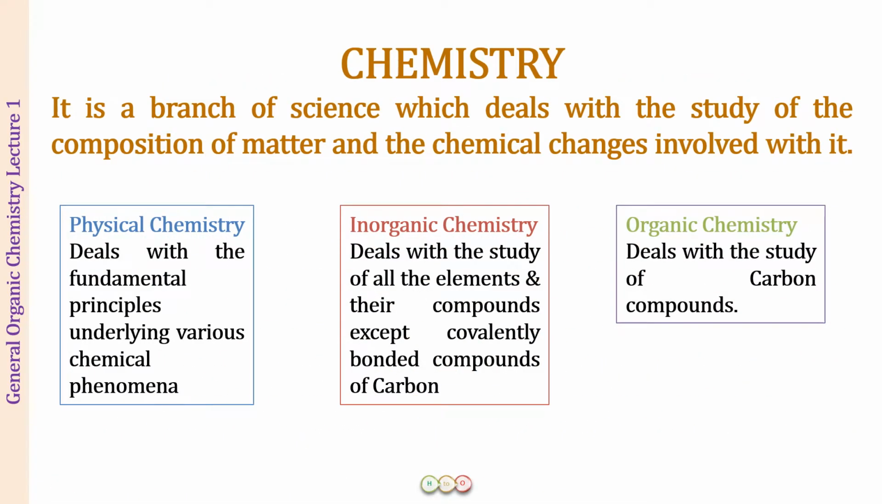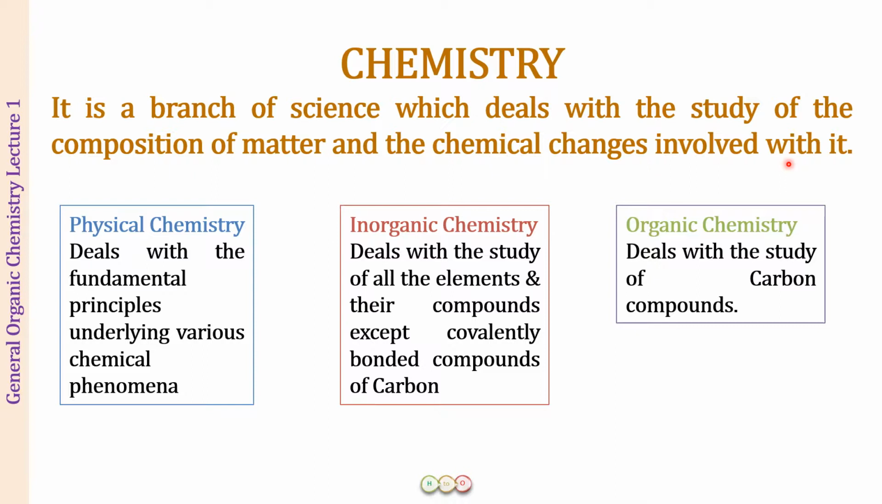So to begin with, let us first understand what organic chemistry is, and for that let us go back to chemistry itself. Chemistry is a branch of science which deals with the study of the composition of matter and the chemical changes involved with it. So we are understanding what matter is, what the constituents of matter are, the states of matter, the solids, liquids, gases, how they interact with each other, and due to the interaction, what is produced. All that we study in chemistry.